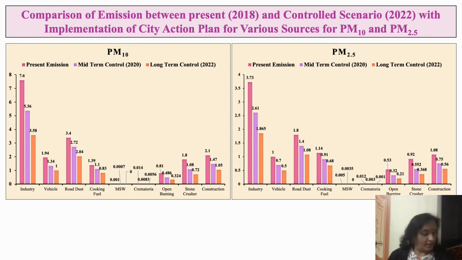If we compare the emissions between the present 2018 and the control 2022 with implementation of the city action plan for various sources for PM10 and PM2.5, we can see that for industry we can come down from 7.6 to 1.5 with various end of pipe treatments, then performance assessment using clean fuel and clean technology.